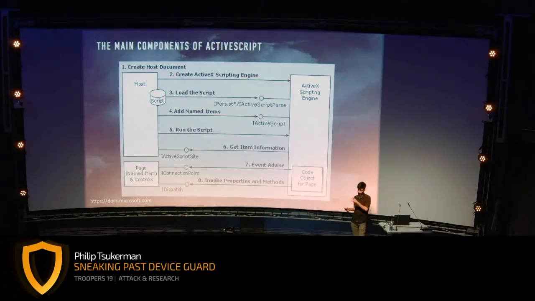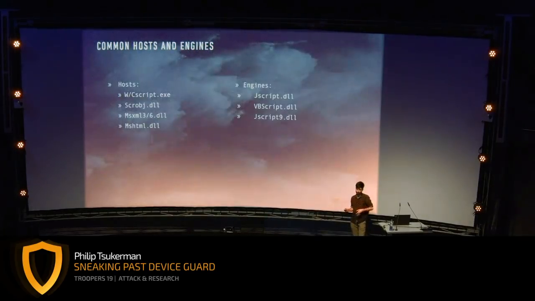So we have these two main parts, and there's a couple of instances of those components that are natively already present in every Windows installation. This is not a full list, but in terms of hosts, you have stuff like W and C script. You have scrobj.dll, which actually implements COM scriptlets. You have stuff like MSXML3 and 6.dll that do some XML transform stuff, and you have MSHTML.dll that implements basically the Internet Explorer HTML engine.